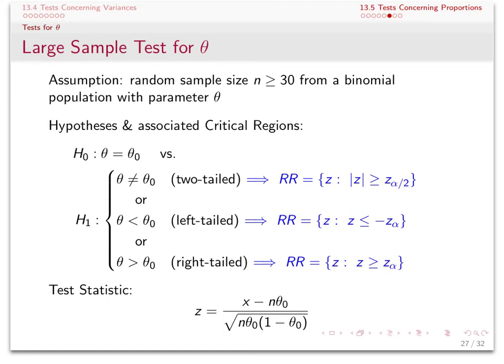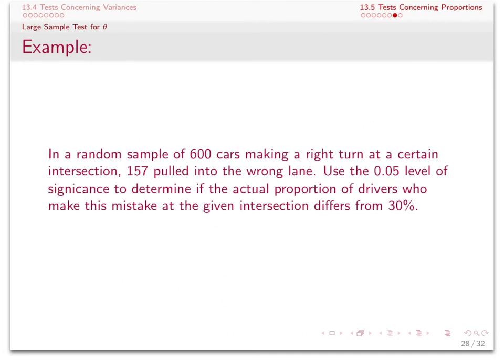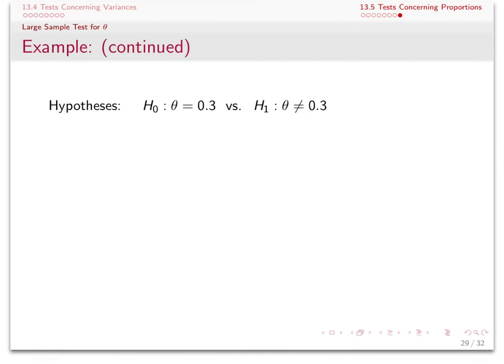Moving on to our last example, let's look at a random sample of 600 cars that make a right turn at a certain intersection, and suppose 157 of those 600 pulled into the wrong lane, and we want to use the 5% level of significance to determine if the actual proportion of drivers who make this mistake at the given intersection differs from 30%. Our hypotheses will be defined as follows. For the null hypothesis, that will state that the proportion of drivers who make this mistake is 30%, whereas the alternative would say that the proportion is not equal to 30%.